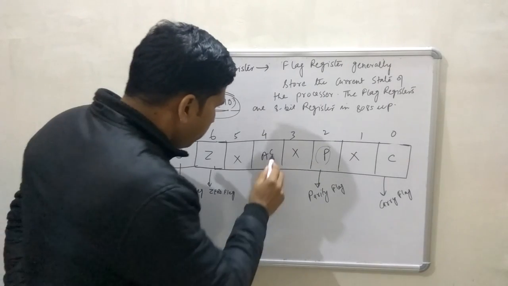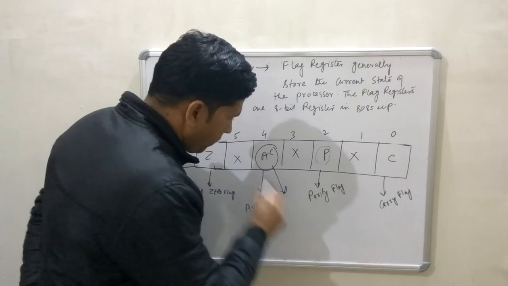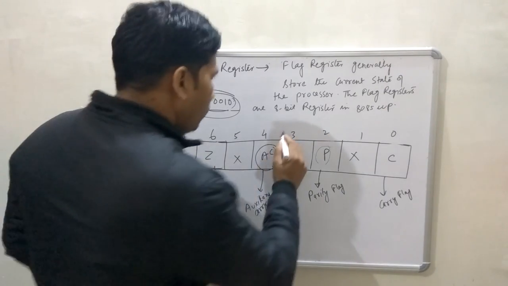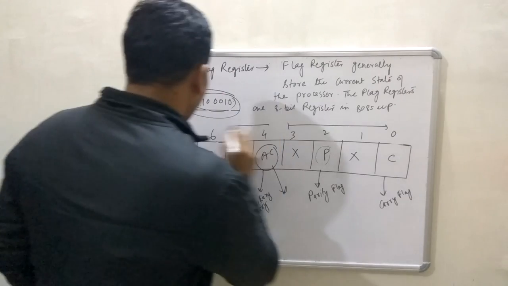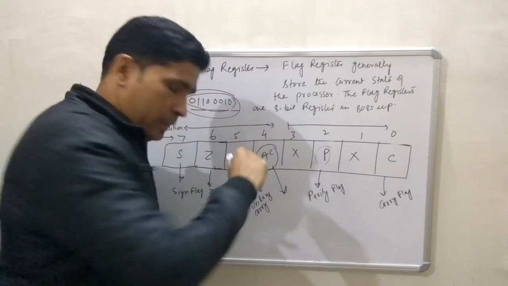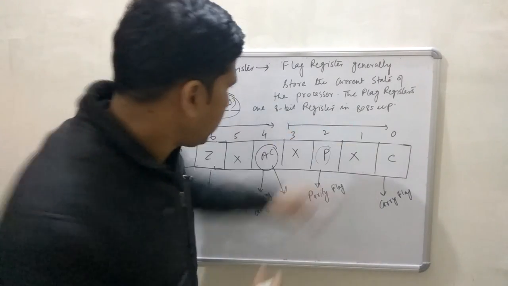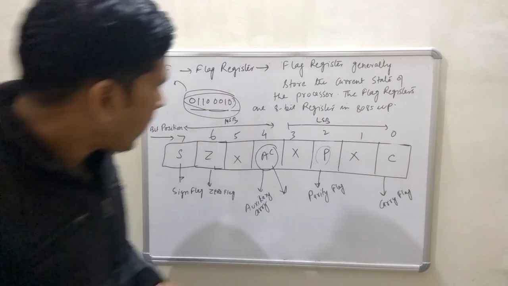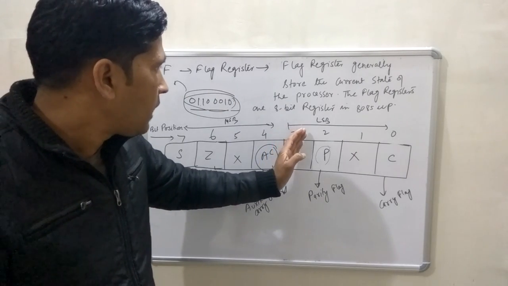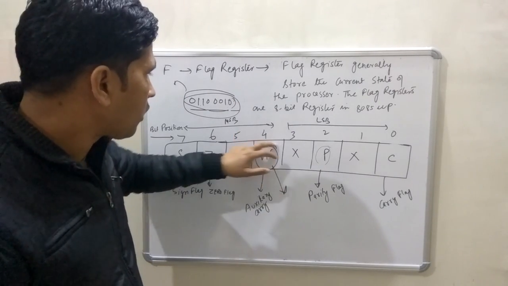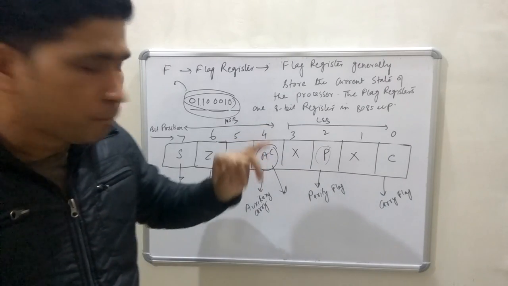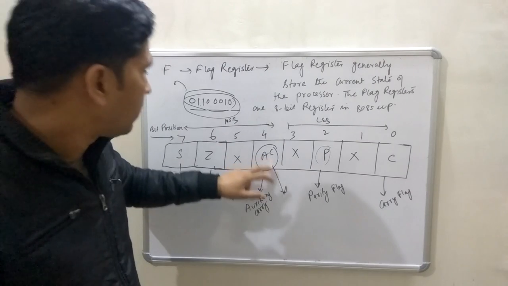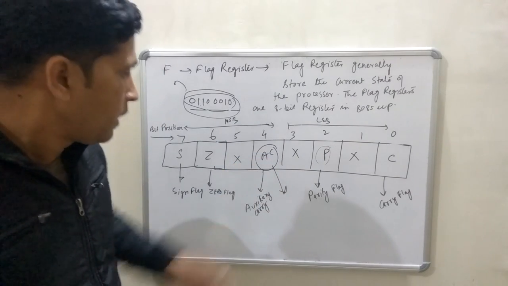If the number of ones is odd, in that case, the parity flag will be reset. Now, the most important, auxiliary carry. In this case, when a carry transfers from the lower bit to the higher bit, this is the LSB, lower nibble, this is the MSB. When a carry transfers from the LSB to the MSB, in that case, the auxiliary carry flag will be set. If the carry is not transferred from this to this, then it will remain reset.